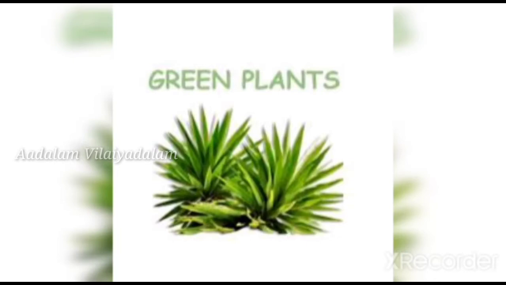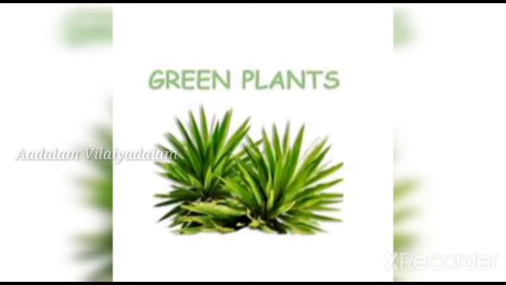It looks green in color. They prepare their own food with the help of it. It depends on the atmosphere, light and pigments for food preparation. Green plants are commonly called autotrophs. Examples of green plants: grass, paddy and algae.